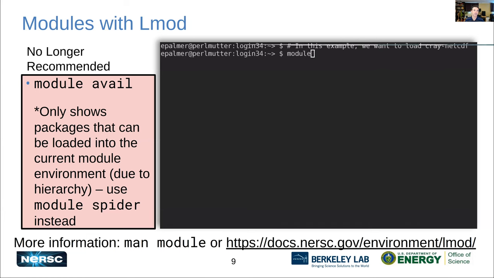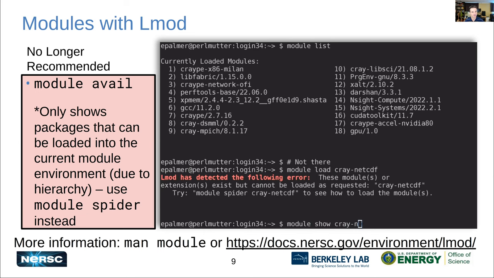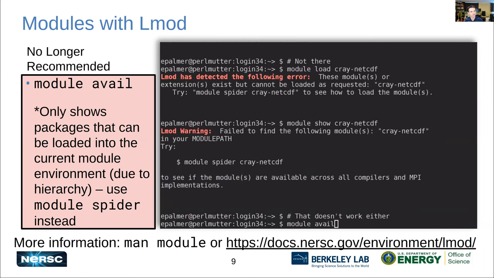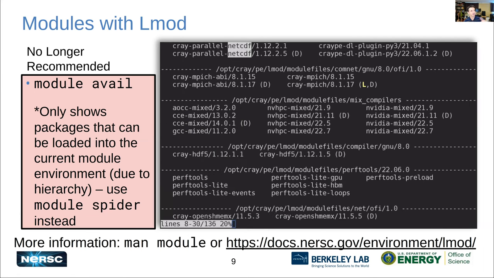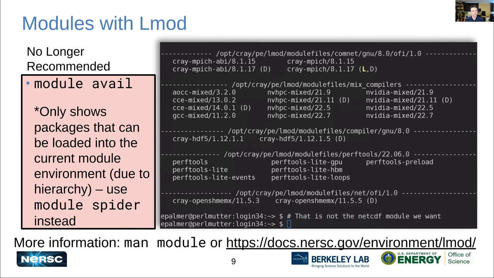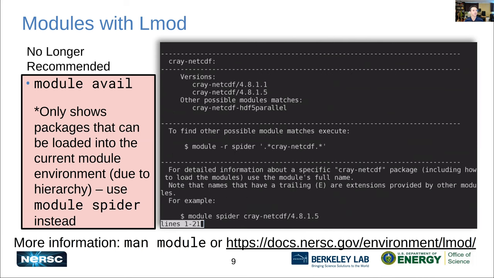dash netCDF. And what you'll see is it's not loaded here. We weren't able to pull it up just like this, and it doesn't show up in module show either. So when I type module avail, I get all the packages, but we see the netCDF ones, those aren't the ones I want. So I'm not even able to see this with module avail. However, if I use module spider for the package I want, it shows up.